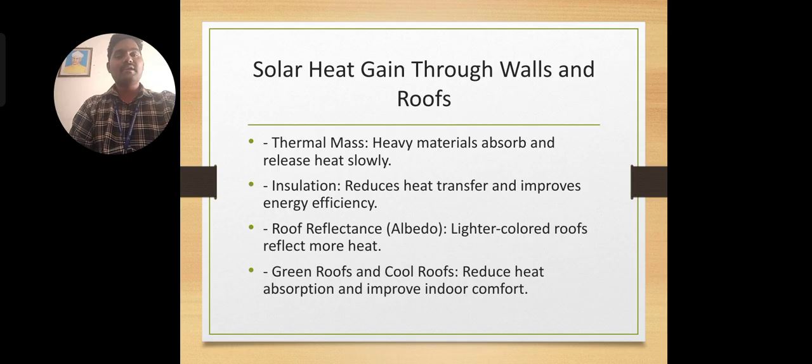Heavy material absorbs and releases heat slowly, and insulation reduces heat transmission and improves energy efficiency. For roof reflectance, lighter colored roofs reflect more heat, and a cool roof reduces heat absorption and improves indoor comfort.